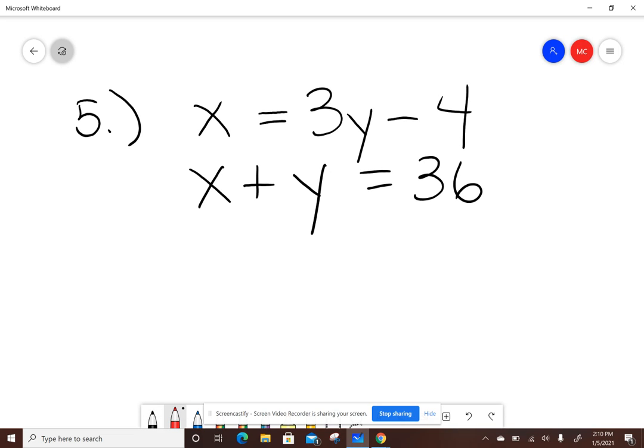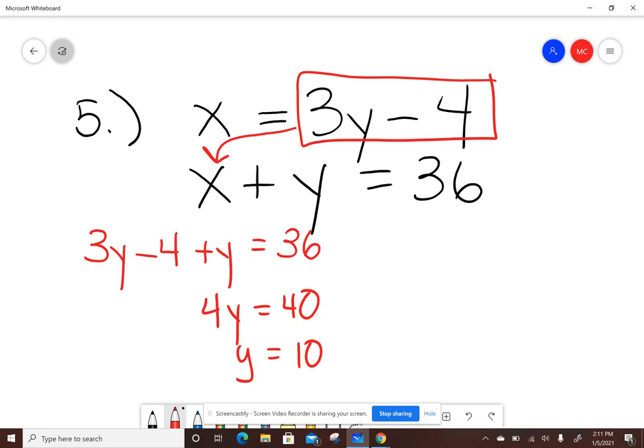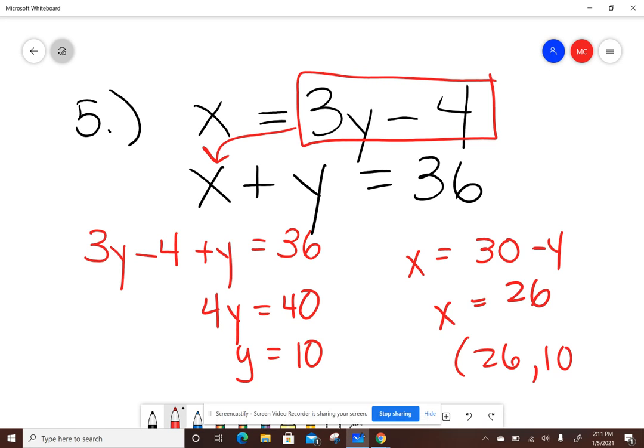So to solve this, I already have x isolated, and x is 3y minus 4. So instead of putting x in the second equation, I'm going to write 3y minus 4 plus y equals 36. So 4y equals 40. And y equals 10, and x equals 30 minus 4, so x equals 26. So my ordered pair is 26, 10.